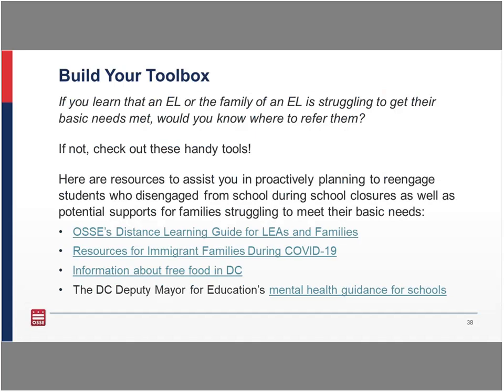And as you get to know your students, as we encourage you to do at the beginning of the year, and you get to know the families of English learners, if you find out that a student or a family is struggling to get their basic needs met, there are some tools that are hyperlinked here on the slide just to get started. And when you get the slides, we certainly encourage you to take a look at the links and see what is available and have those resources on the ready in case families or students indicate that they need that assistance.